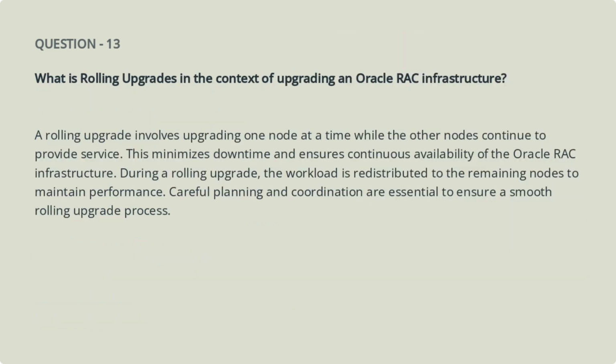A rolling upgrade involves upgrading one node at a time while the other nodes continue to provide service. This minimizes downtime and ensures continuous availability of the Oracle RAC infrastructure. During a rolling upgrade, the workload is redistributed to the remaining nodes to maintain performance. Careful planning and coordination are essential to ensure a smooth rolling upgrade process.